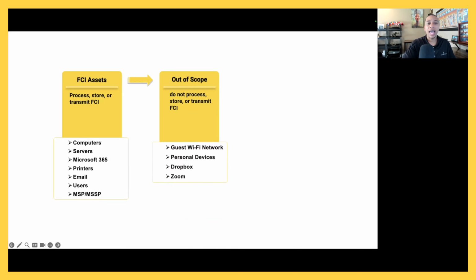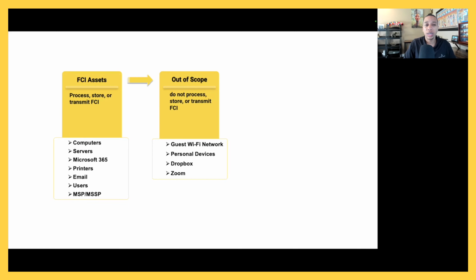Next, we have out of scope assets. So I mean, they do not process, store, or transmit FCI, kind of just what I was talking about, where you want to take as many of your assets out of scope as possible. If it's feasible to take it out of scope, then I highly recommend you do so. It's less time, money, resources you're spending on assessing against those practices. So some examples, maybe your guest Wi-Fi, only guests are accessing that Wi-Fi network and they don't have access to FCI, or your Dropbox or your Zoom, personal devices.